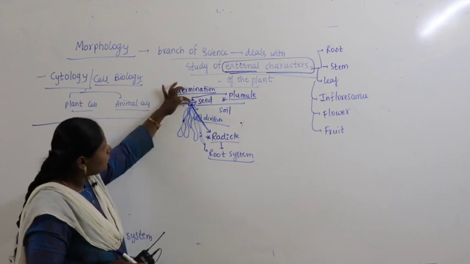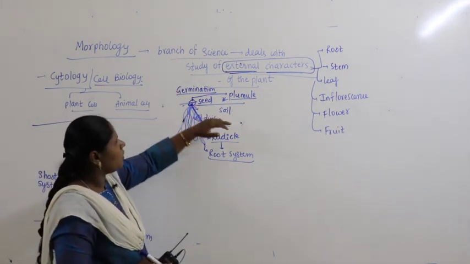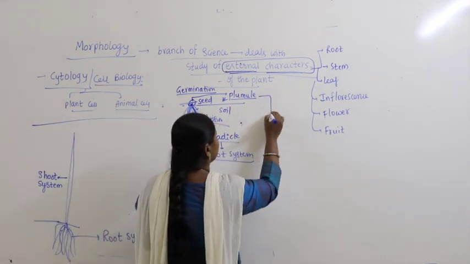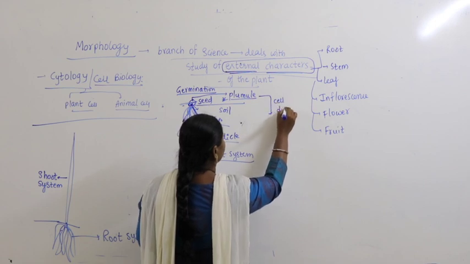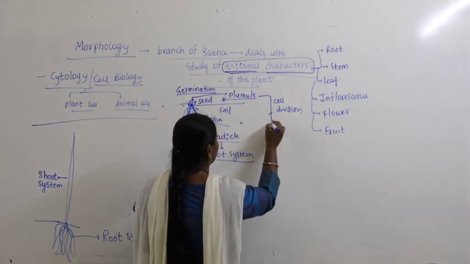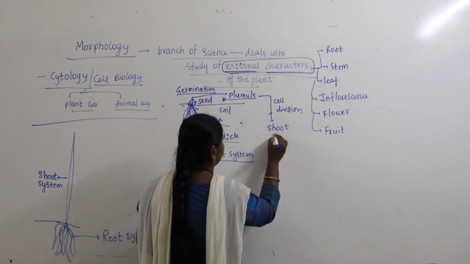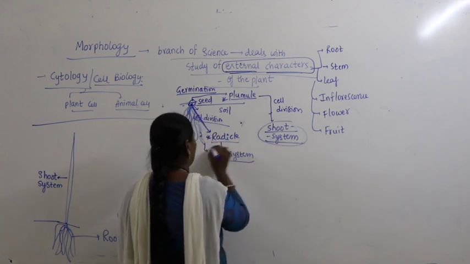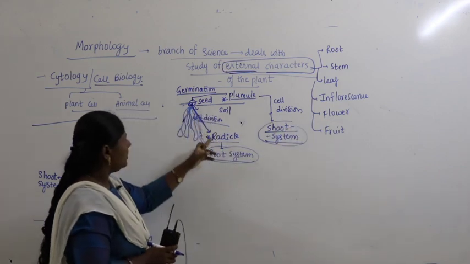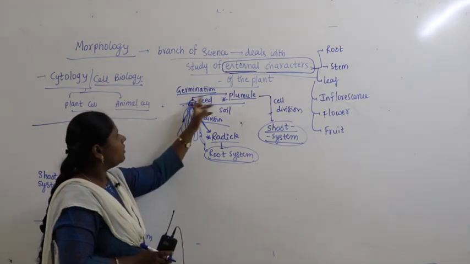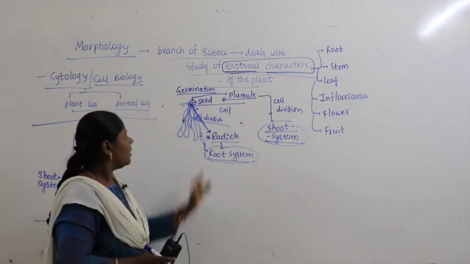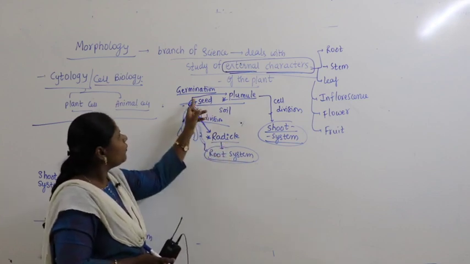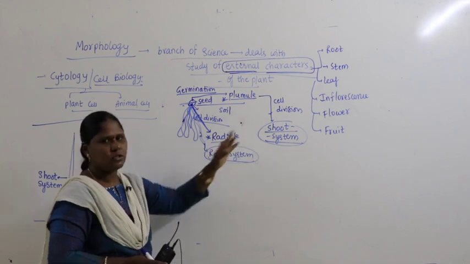Similarly, the upper cell that you find in the seed above the soil is called the plumule. The plumule is the one which undergoes cell division, and on cell division it leads to formation of the shoot system. The radicle gives rise to the root system, the plumule gives rise to the shoot system.